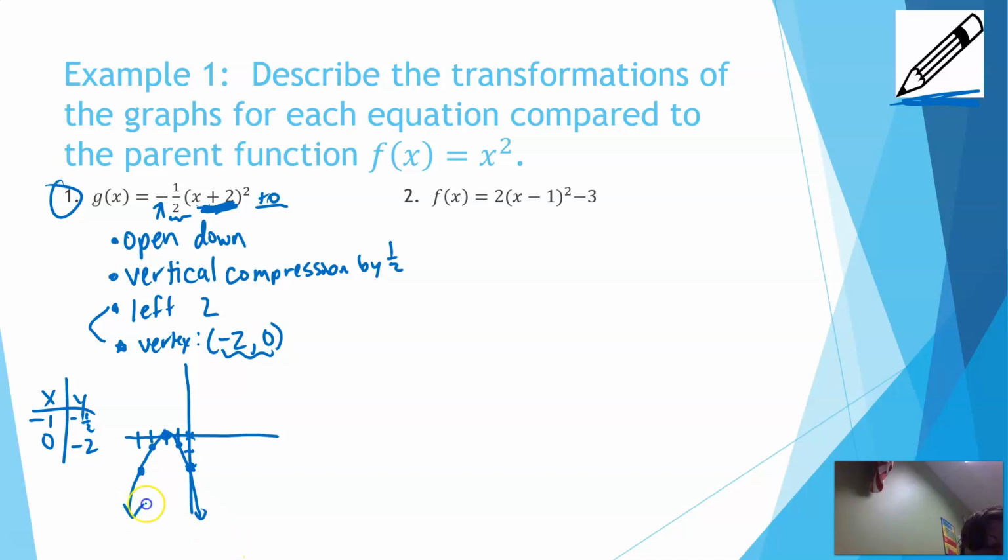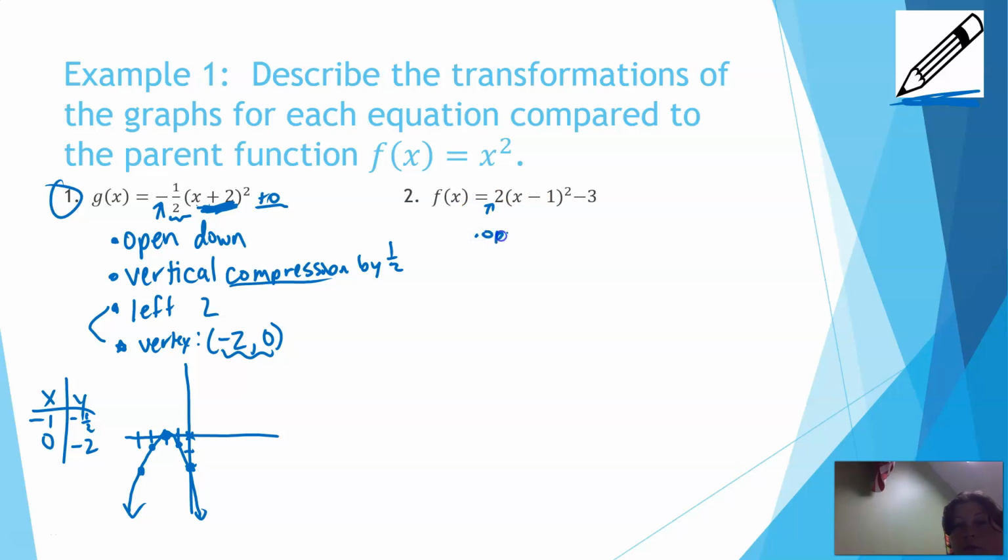Okay, so when I look at that, it would be a little wider than the parent function. A vertical compression makes the graph wider because if you push down on it, or up on it in this case, it flattens it out a little bit. Okay? All right, let's look at the second one. We'll do one more together. Okay, we'll go a little bit quicker.